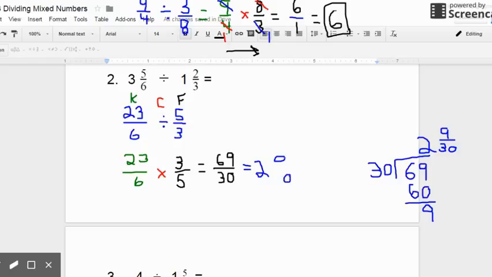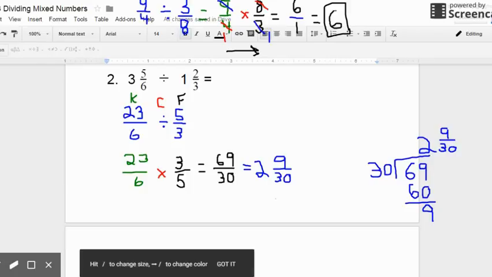Well, the last step of this is to always make sure this is in simplest form. So I look at the 9 and the 30. Can I divide anything by 9 and 30? And the answer is yes, I can. I can divide it by this 3. I can divide it by this 3. I could have simplified in the beginning. So let's go ahead and divide both top and bottom by 3.